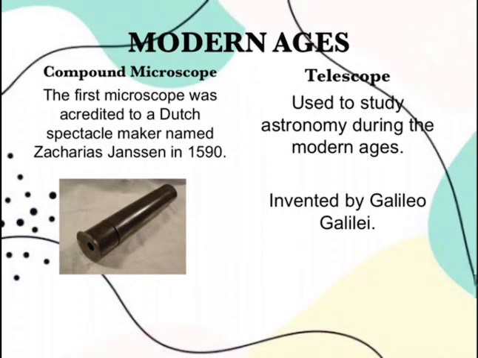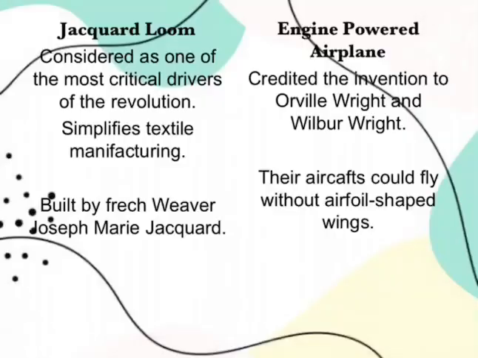We are now down to the third period, the modern ages. The compound microscope. The first microscope was credited to the Dutch spectacle maker Zacharias Janssen way back in 1590. Another invention was the telescope. It was used to study astronomy during the modern ages. It was invented by Galileo Galilei.